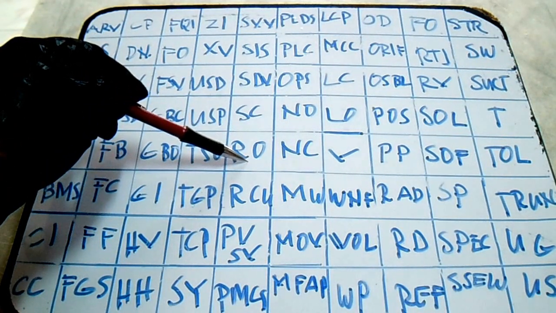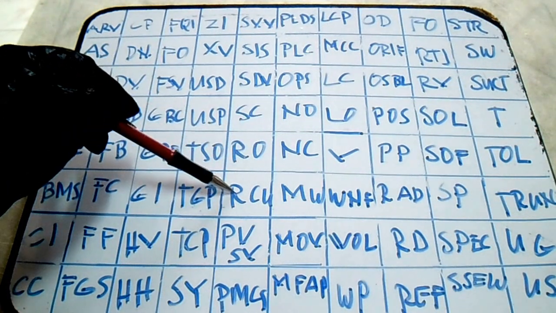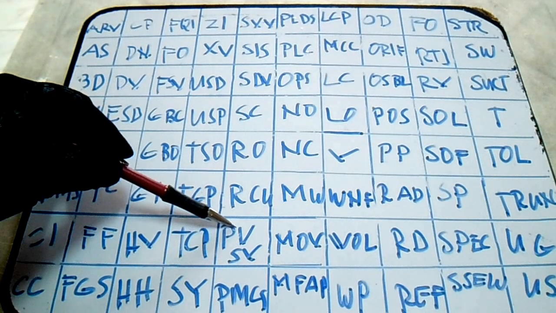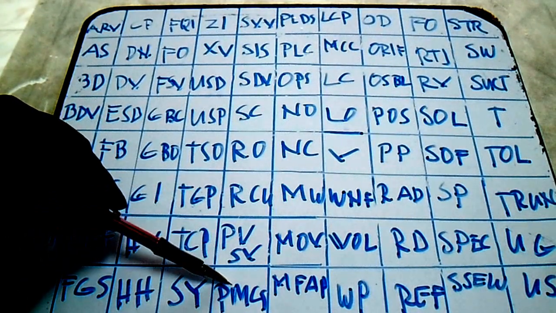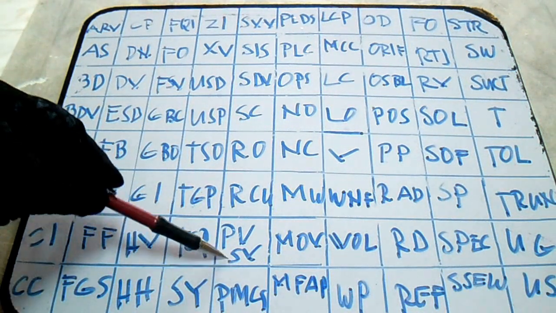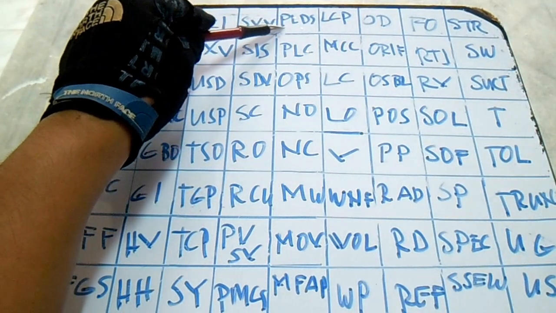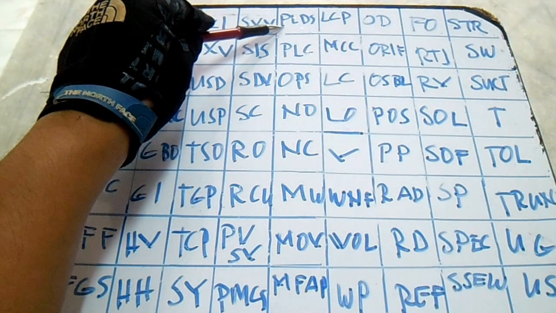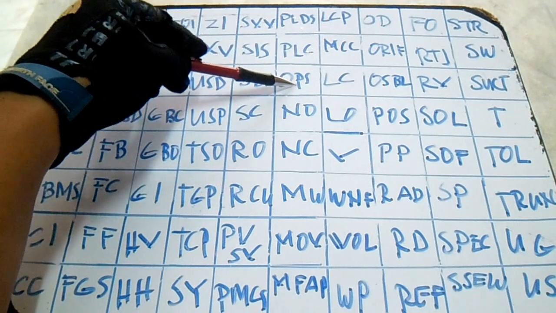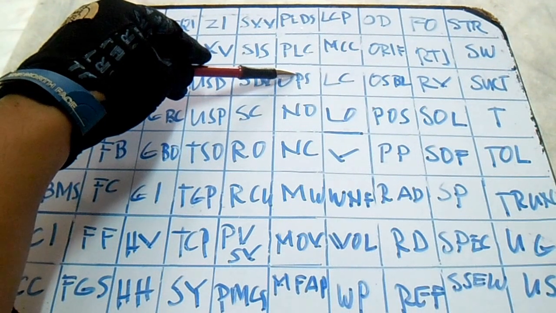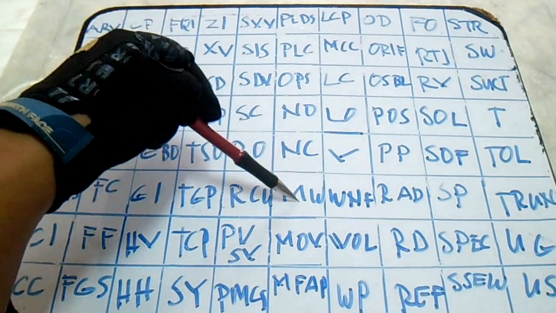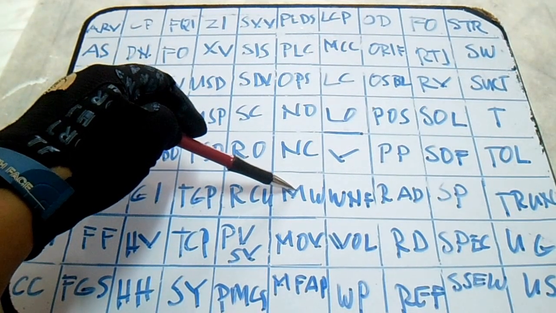RO, restriction orifice. RCU, remote control unit. PVSV, pressure vacuum safety valve. PMCS, process monitoring control system. PLDS, pipeline leak detection system. PLC, programmable logic controller. OPS, operator station. NO, normally open, and NC, normally closed, from the valve. MW, manway. MOV, motor operated valve.